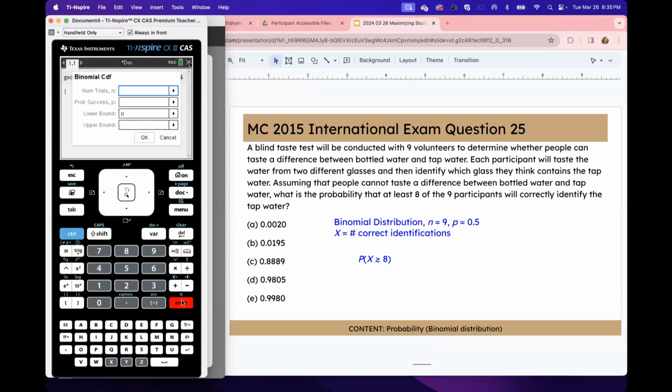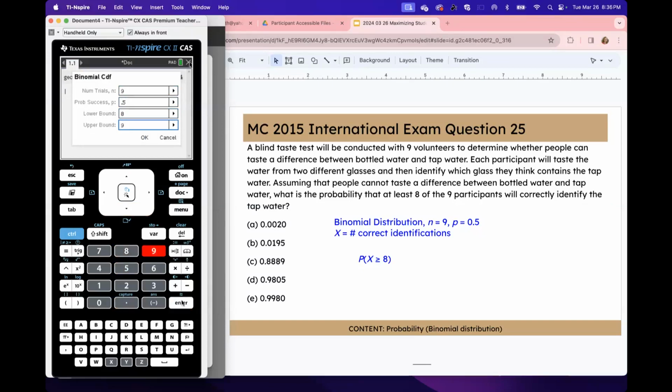Number of trials, the N is 9. Probability of success is 0.5. And now notice again, since I did CDF on an Nspire, it's asking me a lower and upper bound. Now, students have to be careful here. My lower bound is 8. Now, since this is a binomial, we're only doing this 9 times, so the upper bound will be 9.